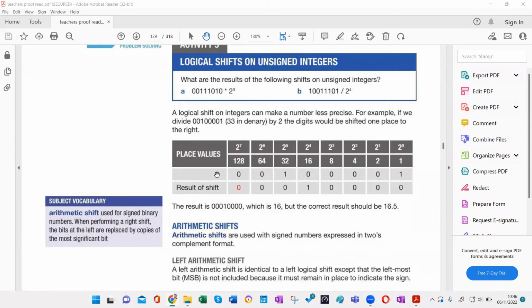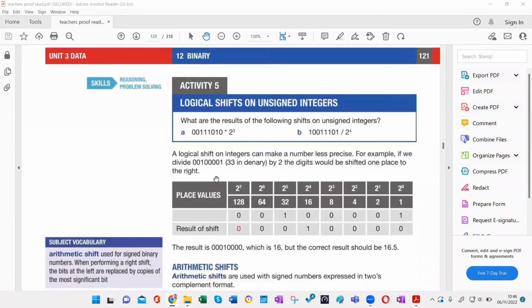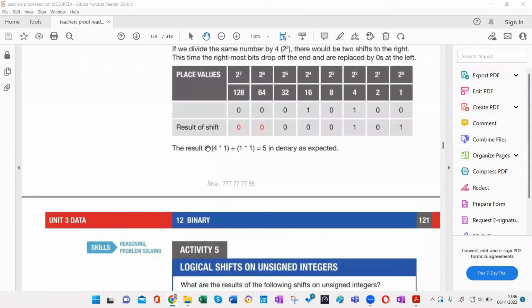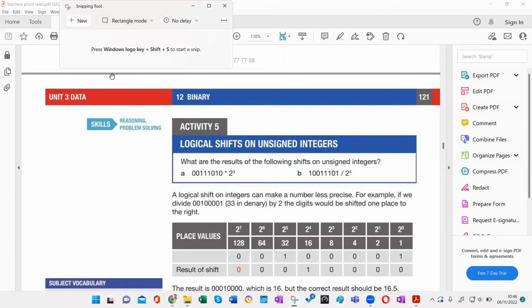Okay, they haven't given the division. I move to arithmetic shift now. Okay, let's look at the division, right? Now division can be a little tricky because you are moving the bits to the right.